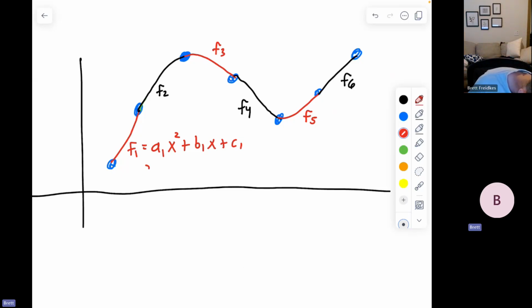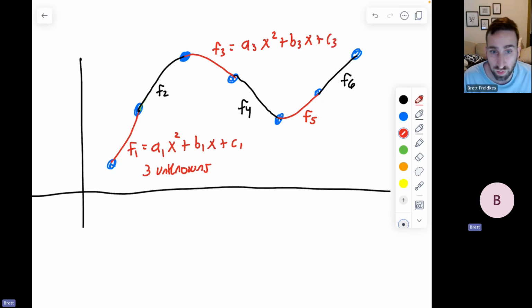So there's 3 unknowns for just this one, because we're assuming that one section of this entire thing is quadratic in itself. It has 3 unknowns. Now, if we have 6 different sections that are each individually quadratic with their different coefficients, and again, just to write that out further, f3 might be a3x squared plus b3x plus c3. f2 would be a2x squared, and so on.